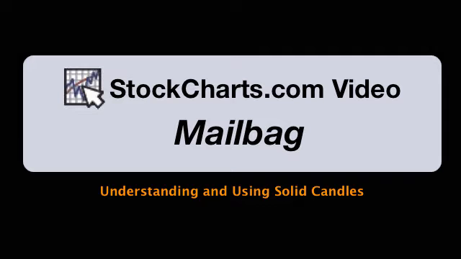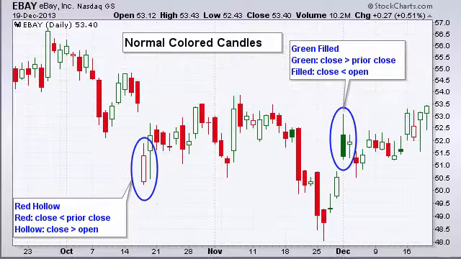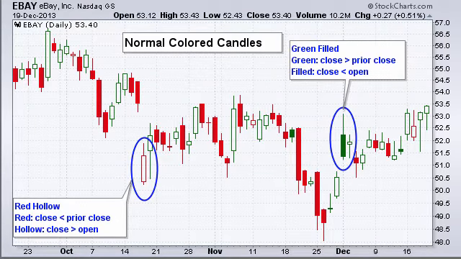And today a user writes in asking what's the difference between normal colored candlesticks and solid candlesticks. So before we look at the solid candlesticks, let's look at normal colored candlesticks and show you what we're seeing. This chart shows eBay, and I've got the up days in green and the down days in red. So what does that mean?